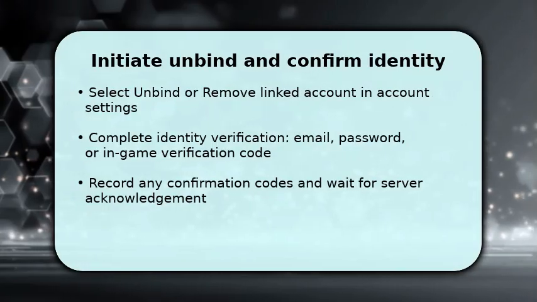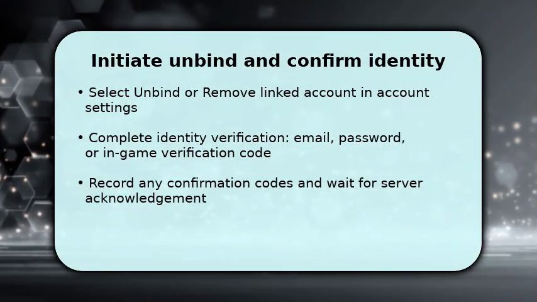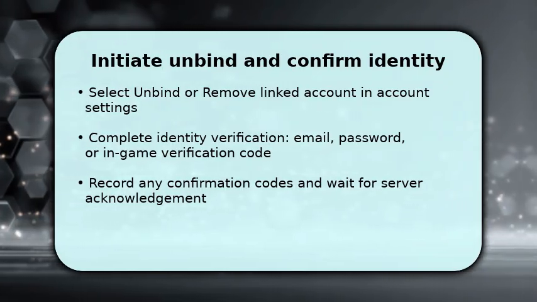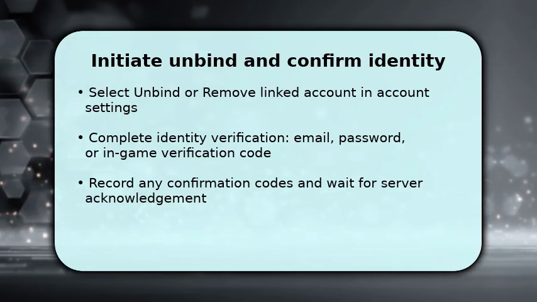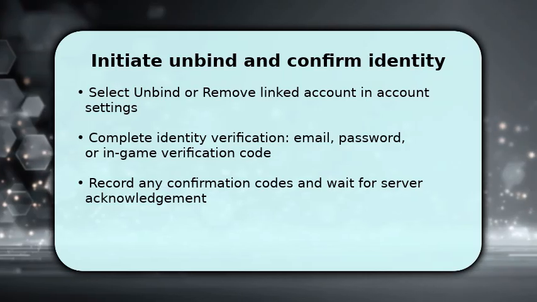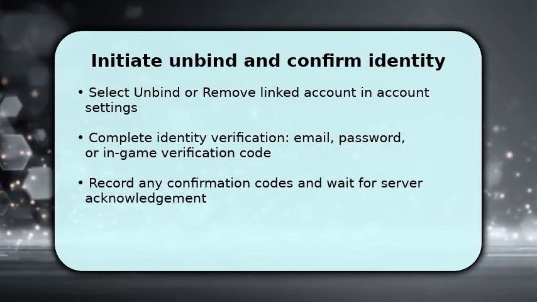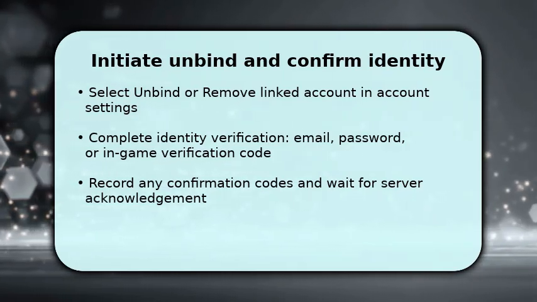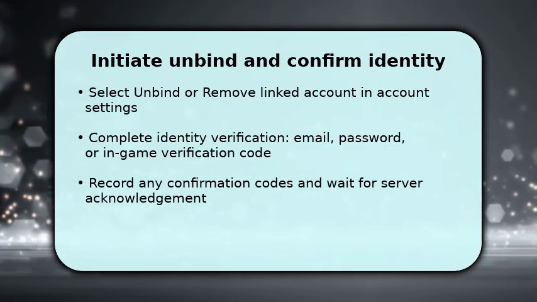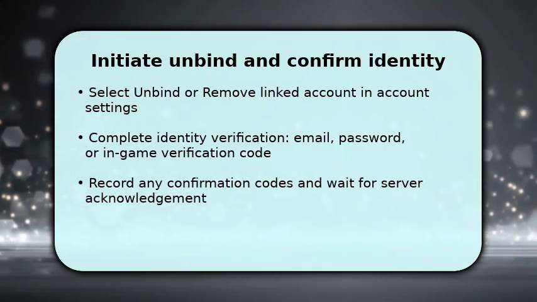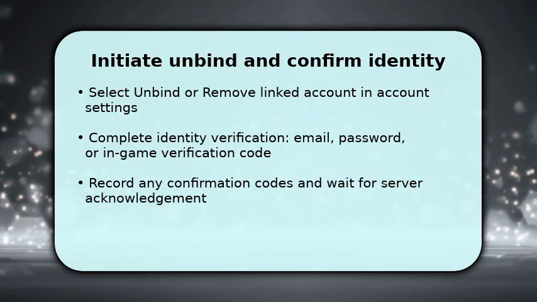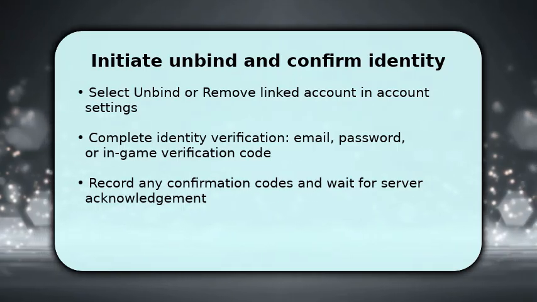Next, choose the unbind or remove option for the linked method you want to detach. The game will require identity verification. Follow prompts to enter your password, email verification code, or respond to an in-game confirmation. Enter codes exactly and allow the server a moment to process. Don't close the app immediately. If you used a third-party login, also check that provider's app or site for pending confirmations. Make sure you save any on-screen transfer codes provided before moving on.